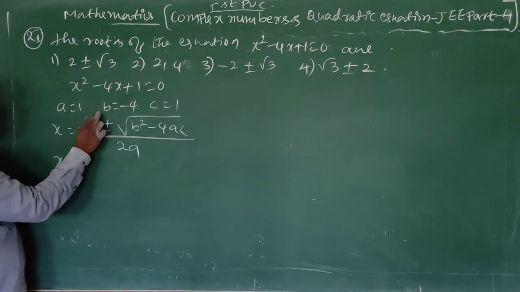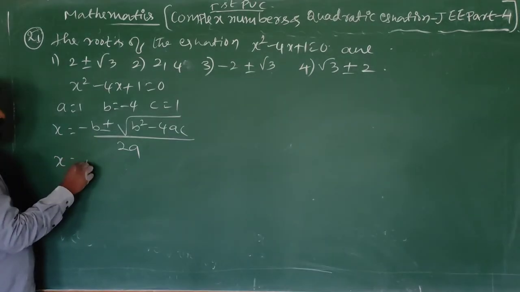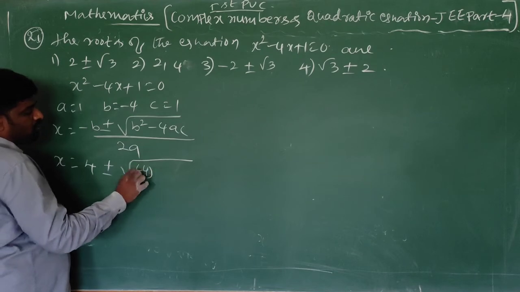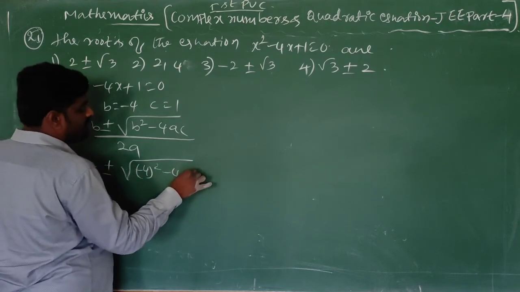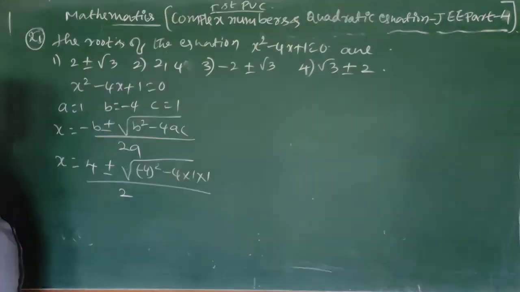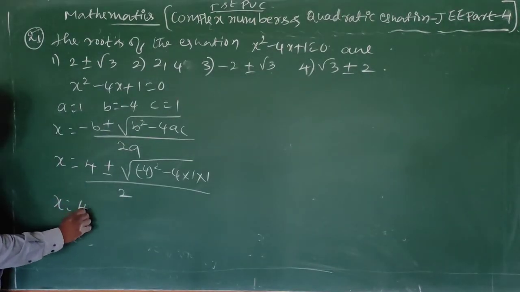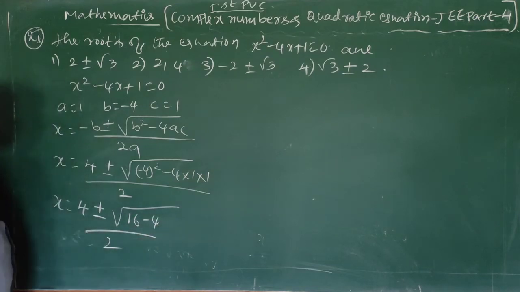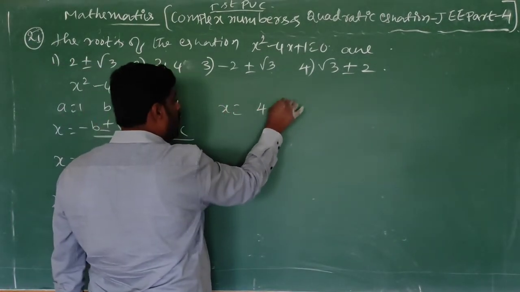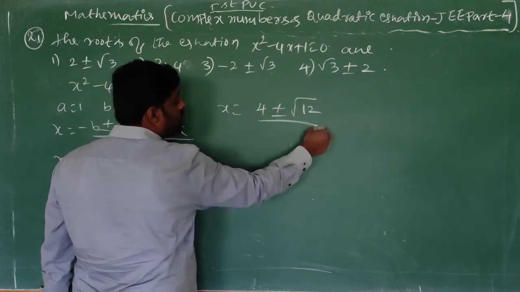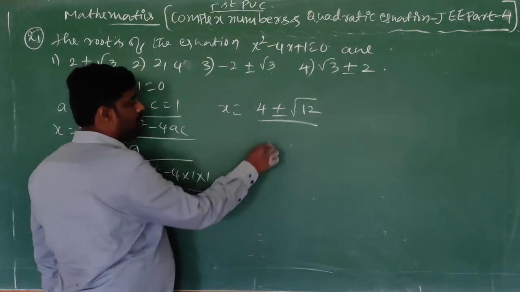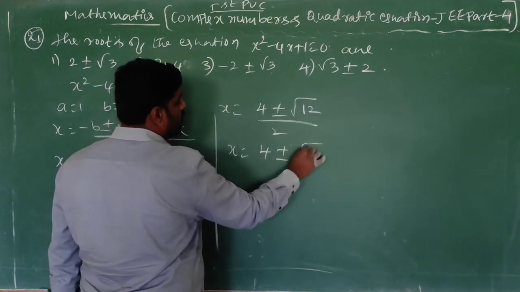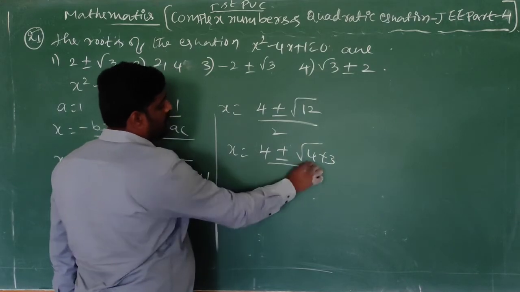x is equal to, what is the b value? Minus of minus 4 is plus 4, plus or minus square root of b square, that means minus 4 whole square, minus 4 into a value 1, c value 1, divided by 2. x is equal to 4 plus or minus square root of 16 minus 4, divided by 2. 16 minus 4 is 12. So x is equal to 4 plus or minus square root of 12 divided by 2, and 12 is 4 into 3.